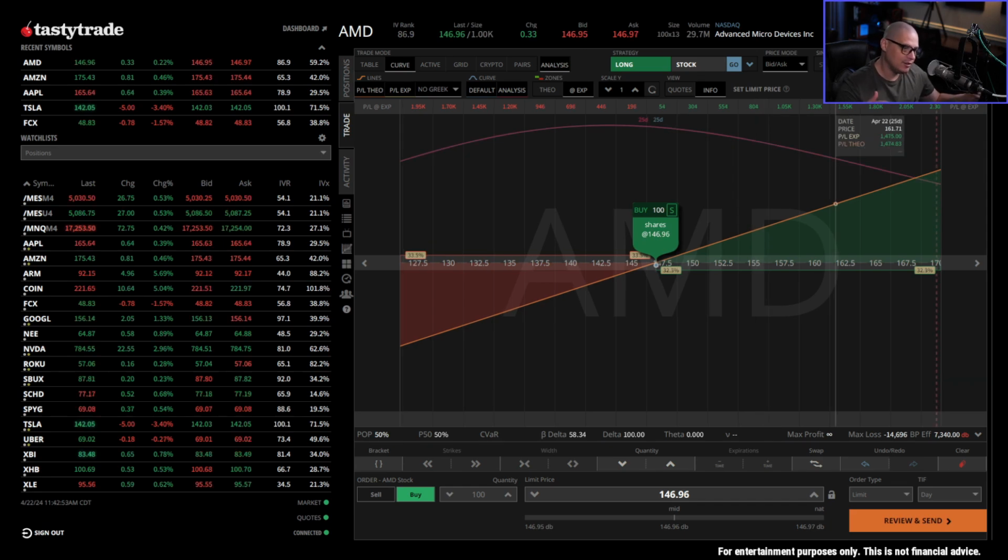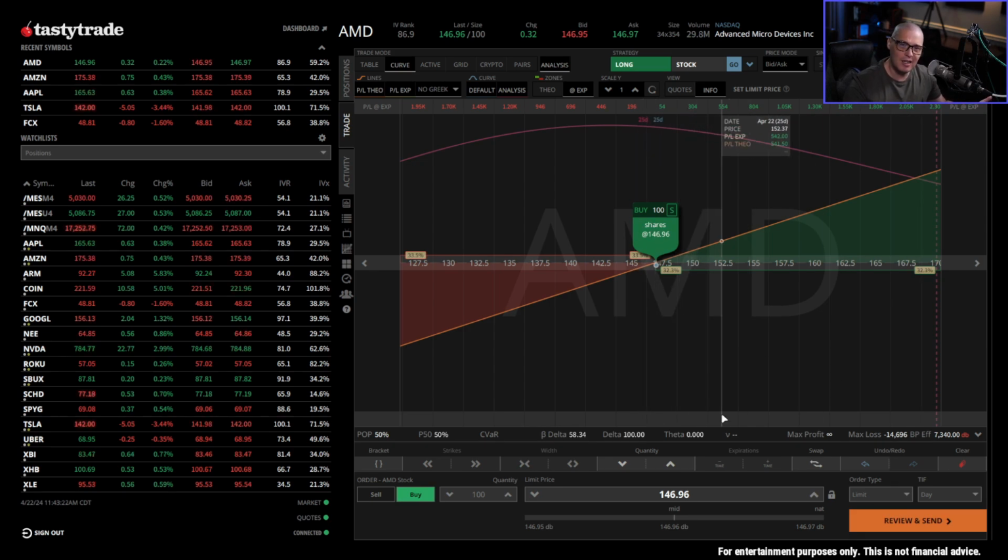Now, the downside to buying or selling 100 shares of stock is the cost, the buying power reduction. So if you're in a cash account, AMD right now is trading for $147 per share. You would have to spend $14,700 to purchase 100 shares of that stock. Now, in a margin account, which most people are probably going to be trading on, I have a margin account, so I only have to put up half that amount. So I only have to put up around $7,300 for 100 shares of AMD.